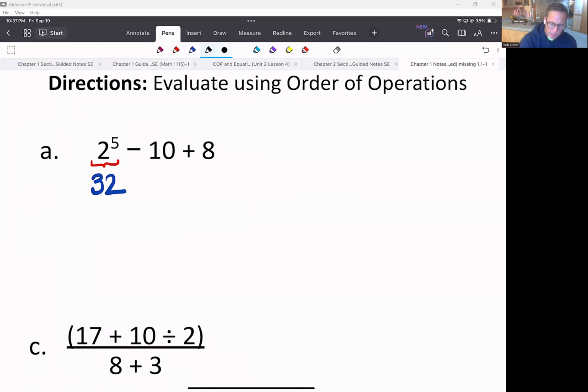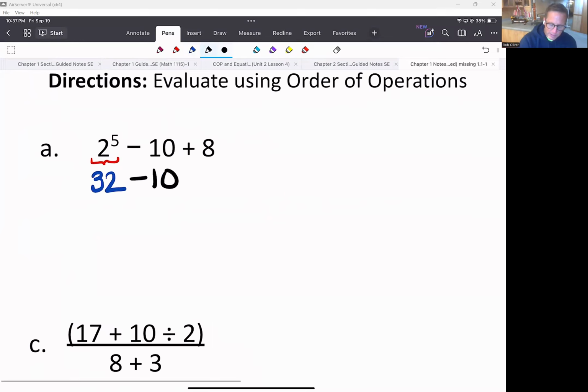And then everything else drops down. So I'm going to rewrite it. Minus 10 plus 8. Okay? So you got 32 minus 10 plus 8. Now this is what I was just talking about. We have subtraction and addition together. So at this point, just do it left to right.